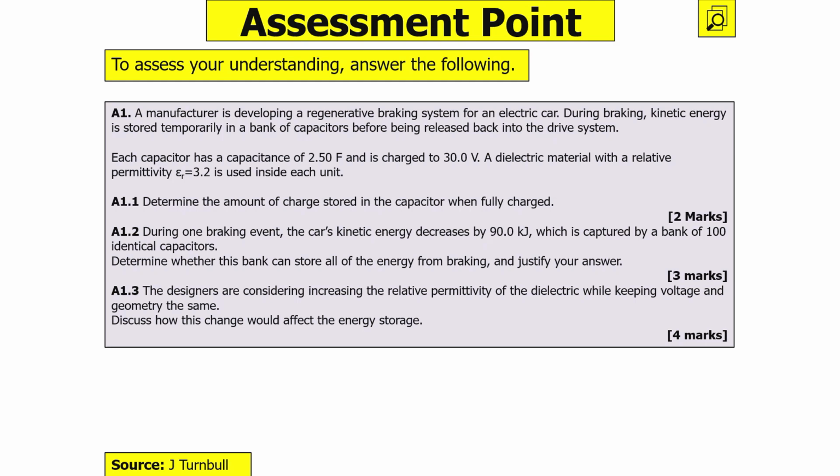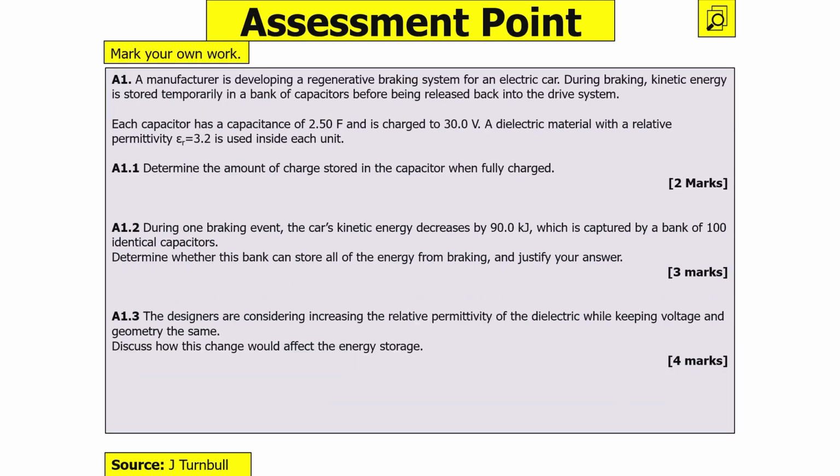During one braking event, the car's kinetic energy decreases by 90 kilojoules, which is captured by a bank of 100 identical capacitors. Determine whether this bank can store all of the energy from the braking and justify your answer. Now, the designers are considering increasing the relative permittivity of the dielectric while keeping voltage and geometry the same. Discuss how this change would affect the energy storage. So, pause the video now, then unpause the video when you want to go through your answer.